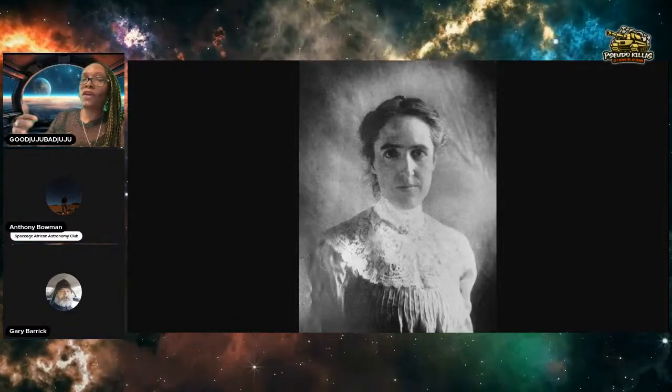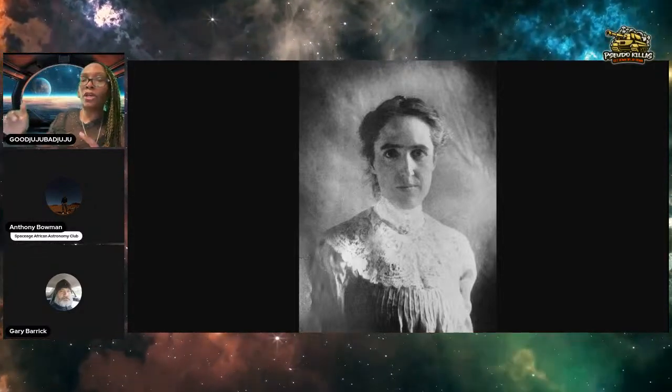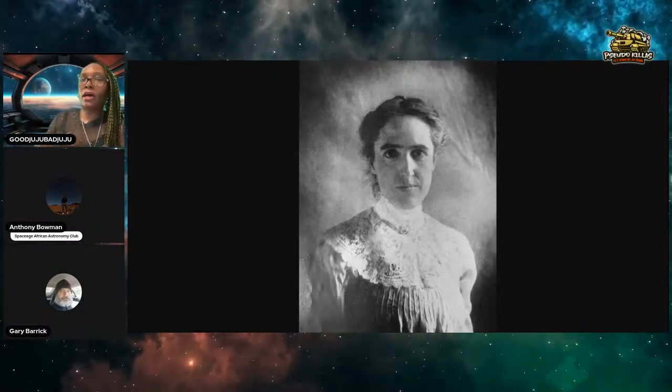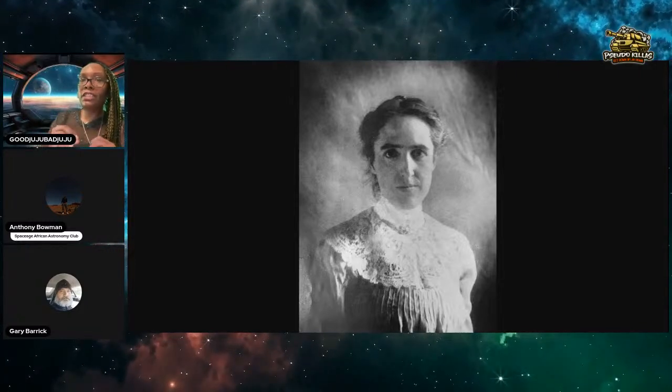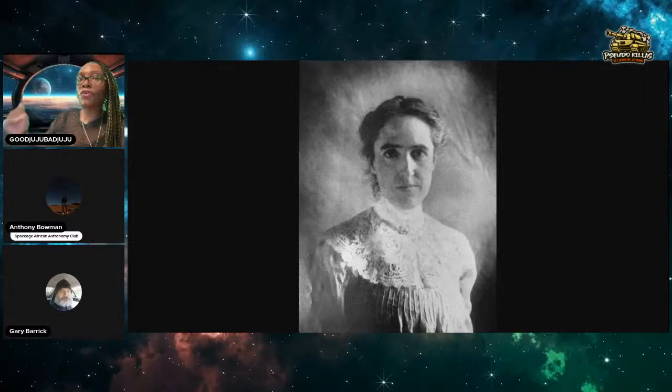I think some of her findings were in the early 1900s, like 1901 or something like that. Then Edwin Hubble came in the 1920s. But she was working as a human computer tasked with measuring photographic plates.